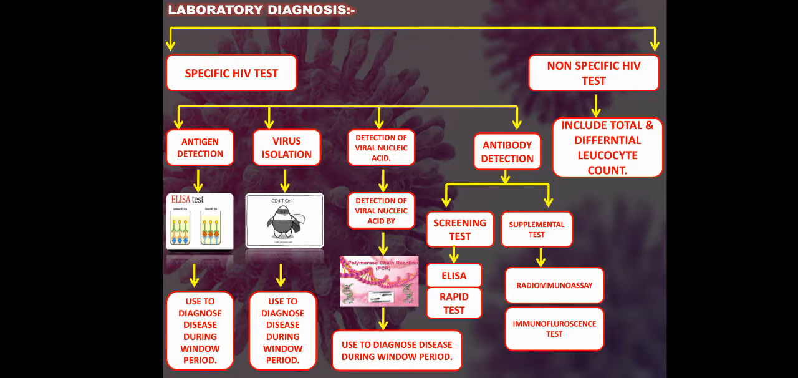So in total, the lab diagnosis of HIV is divided into two, that is the specific and non-specific HIV test, under which the specific is again divided into four: antigen detection, virus isolation, detection of viral nucleic acid, and antibody detection test.